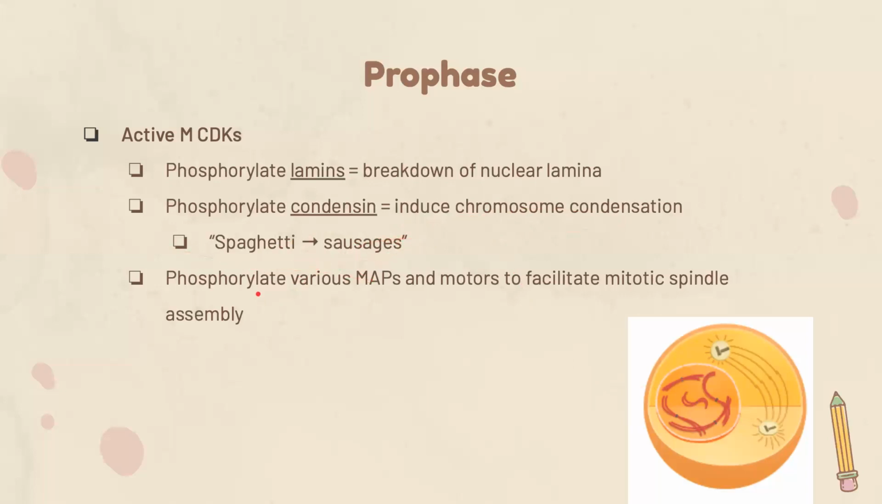Another last thing they phosphorylate are the different MAPs and motors that we were talking about before during the microtubule section. They help with mitotic spindle assembly, which is really important for the spindle assembly checkpoint.